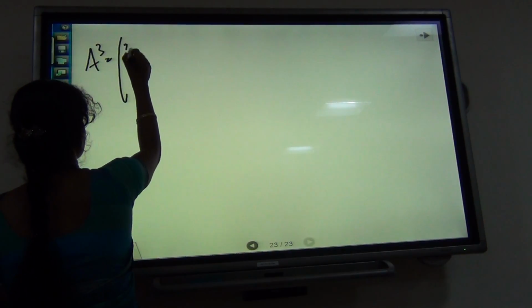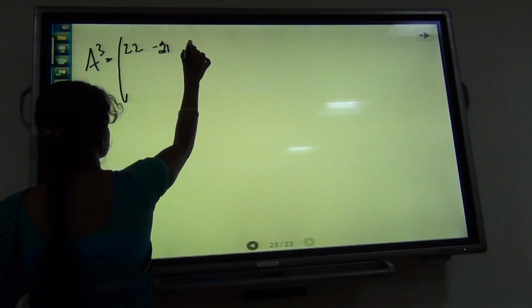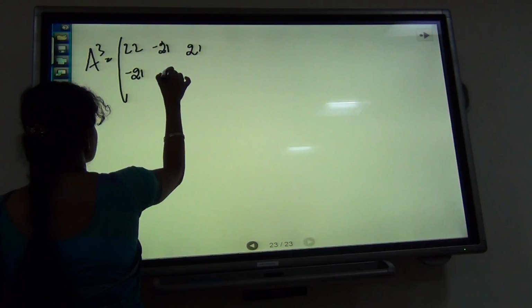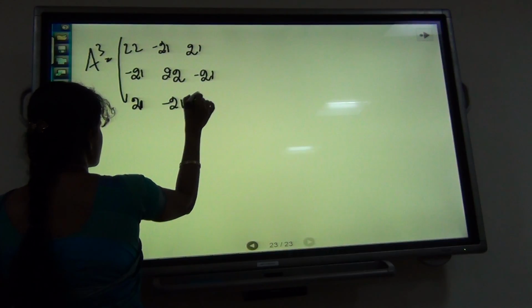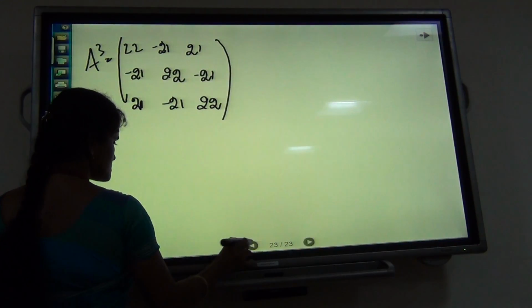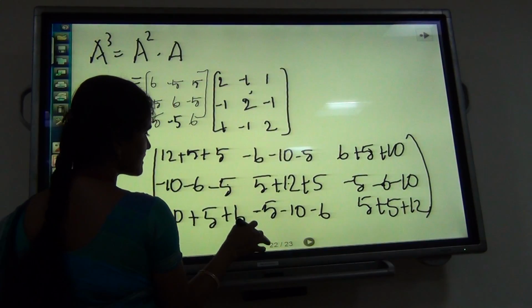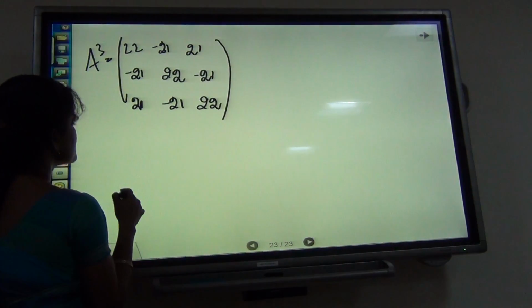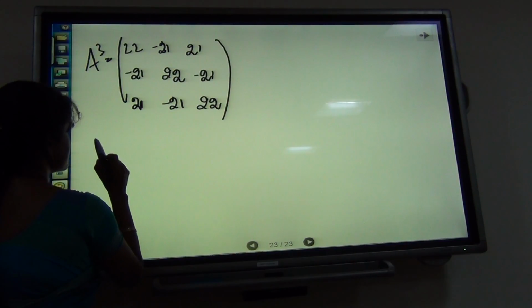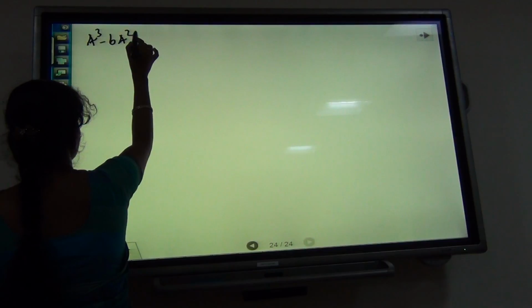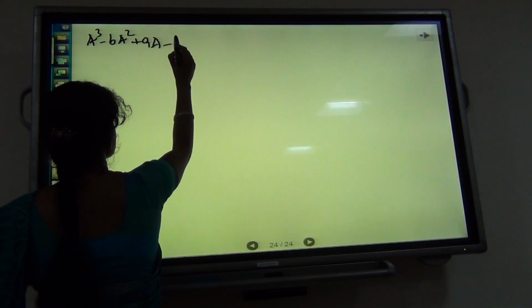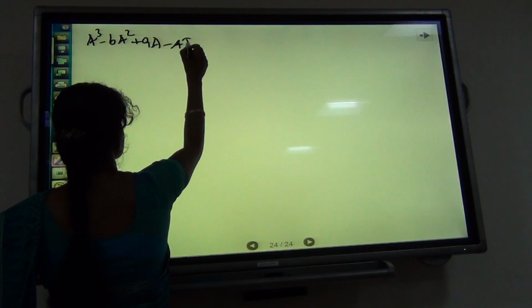So your A cube is going to be like this: 22 minus 21, 21 minus 21, 22 minus 21, 21 minus 21, 22. So as we simplify this matrix, adding and subtracting, we get A cube as this. So let us put this in the characteristic equation form: A cube minus 6A square plus 9A minus 4I is equal to 0.